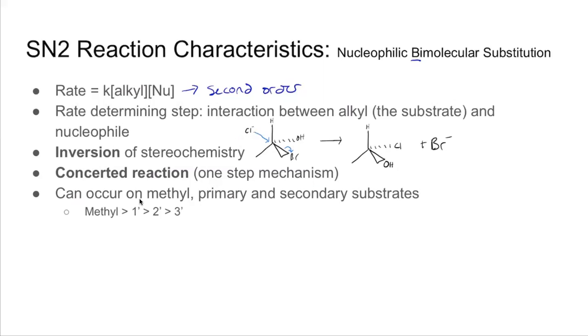So SN2 reactions generally occur on methyl, primary, and sometimes secondary substrates. And as you can see, it's easiest to occur on methyl substituted substrate just because there's the fewest groups. And it doesn't generally occur on tertiary carbons, just because that's considered too bulky, too much steric hindrance for the backside attack to occur. So I'm going to go ahead with my red X, cross that out. Methyl, primary, secondary, those are general rules for what substrates can have an SN2 reaction.